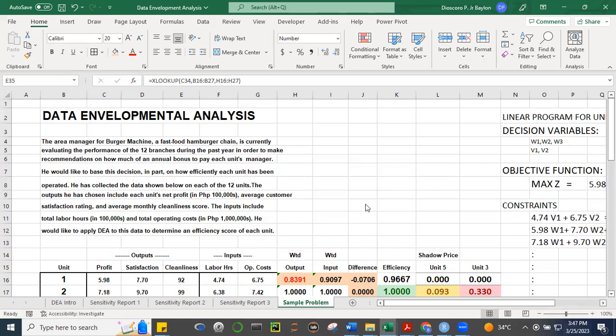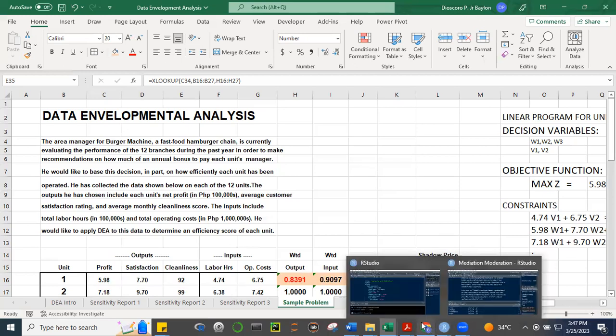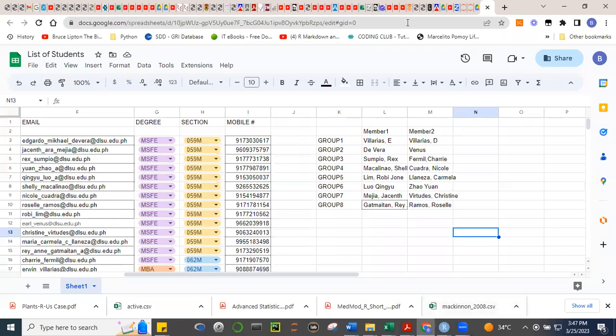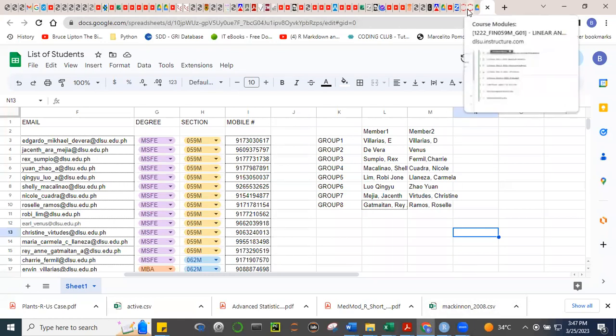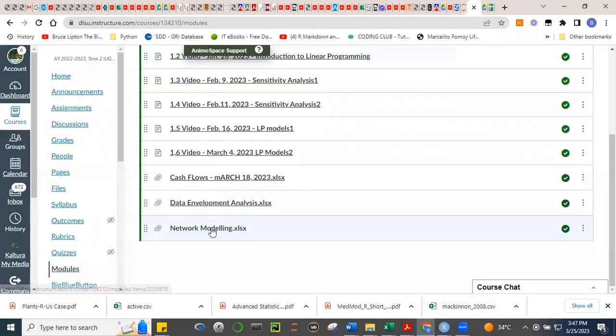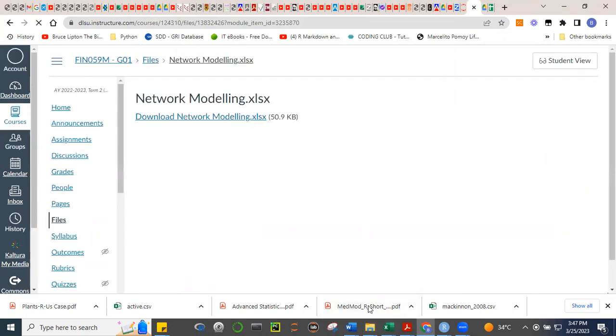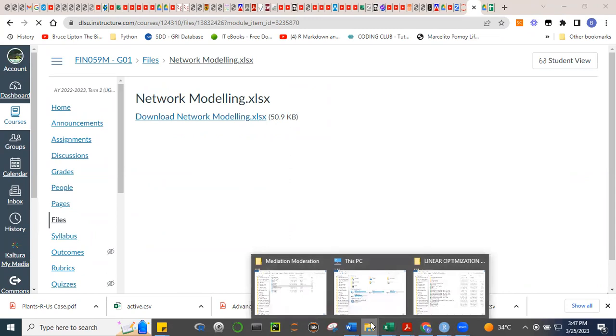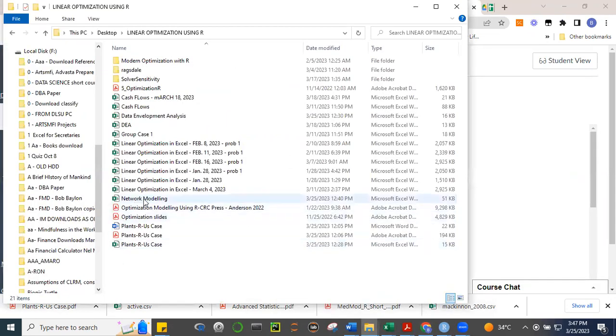So let me go to another model. Let me illustrate that model. So kindly go to our canvas and I uploaded there another file. So let's go there, please. Network modeling, let's go there. Okay, hindi ko na i-download, meron na copy niyan. Okay, I'll just introduce the concepts here.